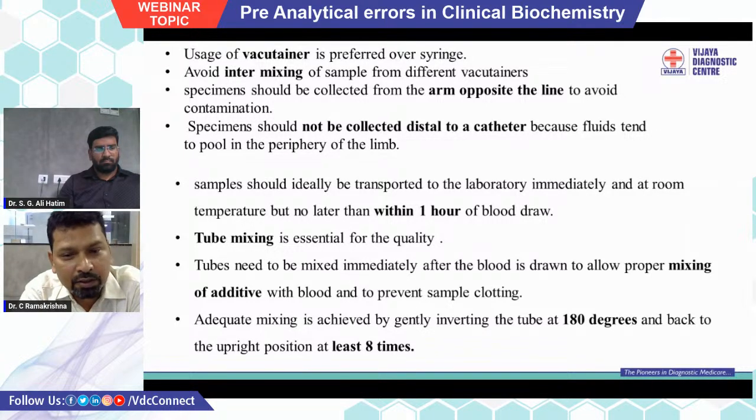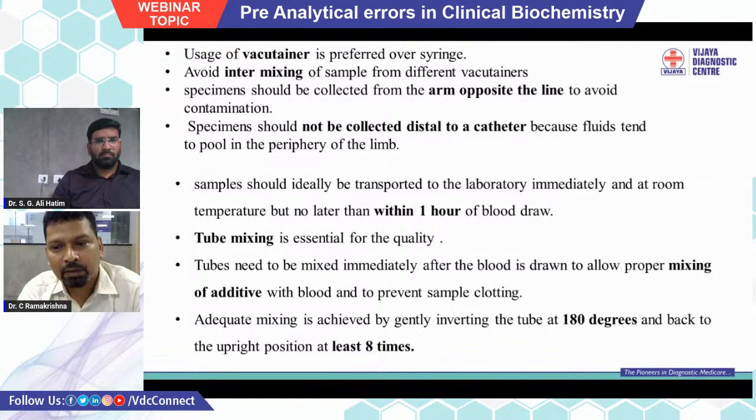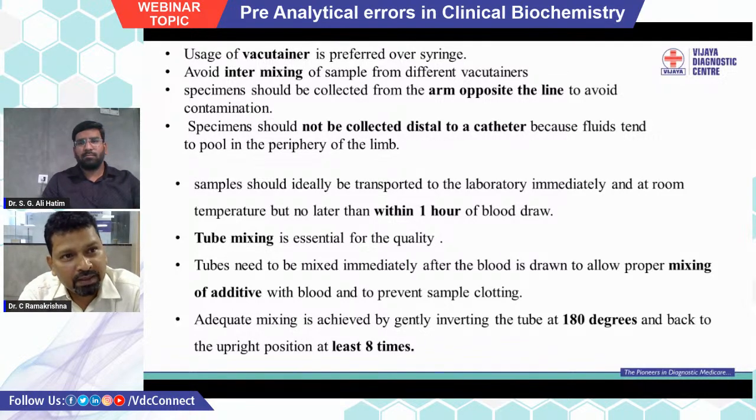Tube mixing is essential for the quality, and the tubes need to be mixed immediately after the blood is drawn to allow proper mixing of additive with blood and to prevent sample clotting. And the process of mixing should be 180 degrees inverting and then back to the upright position at least 8 times. Okay, so it needs to be properly mixed.